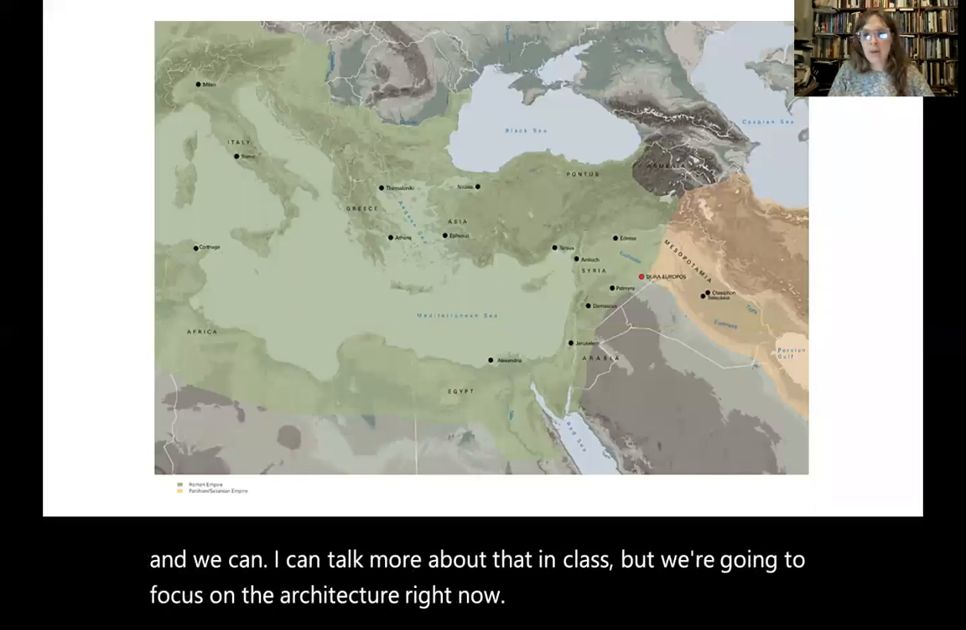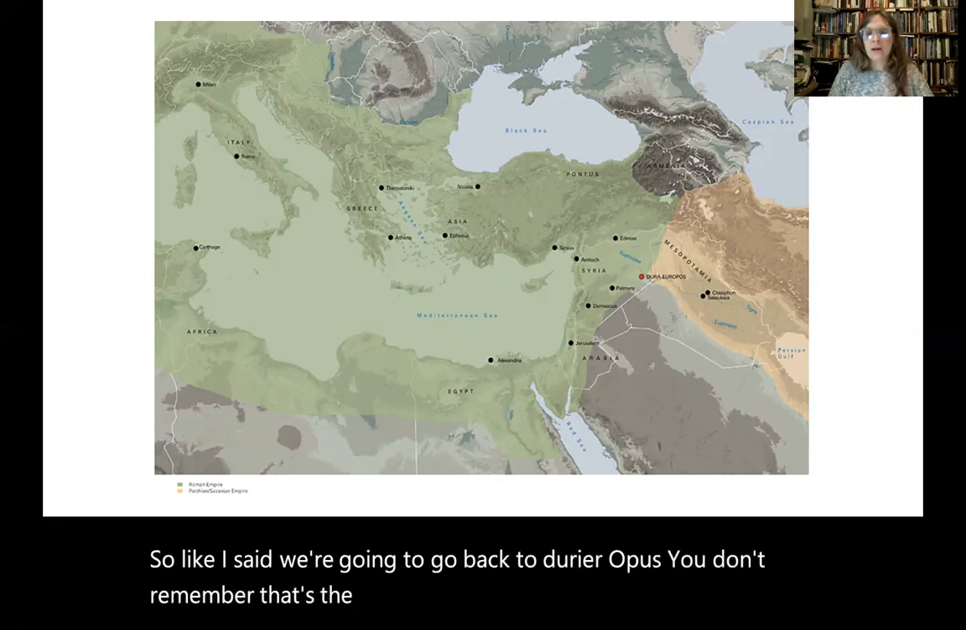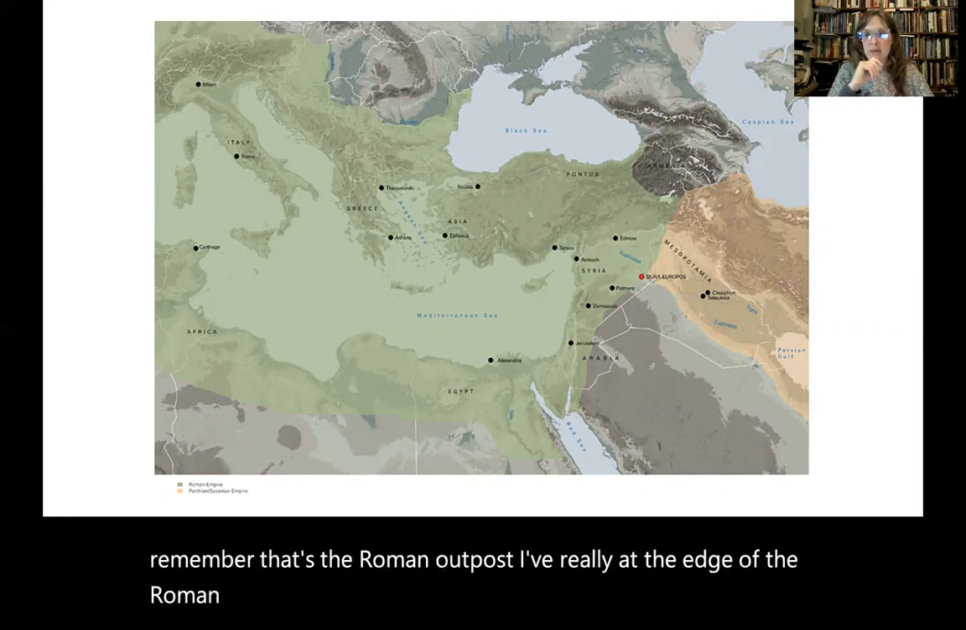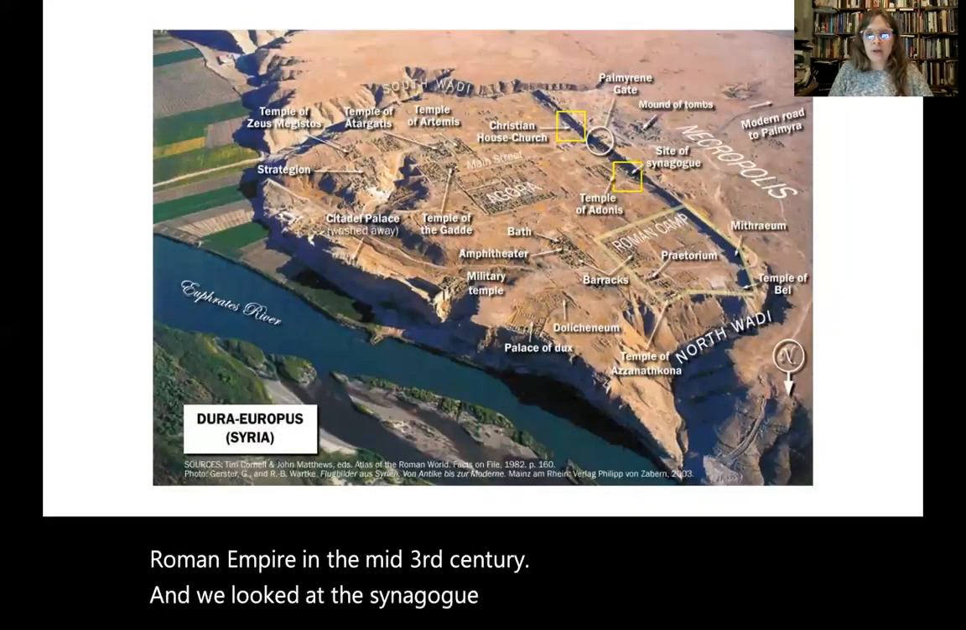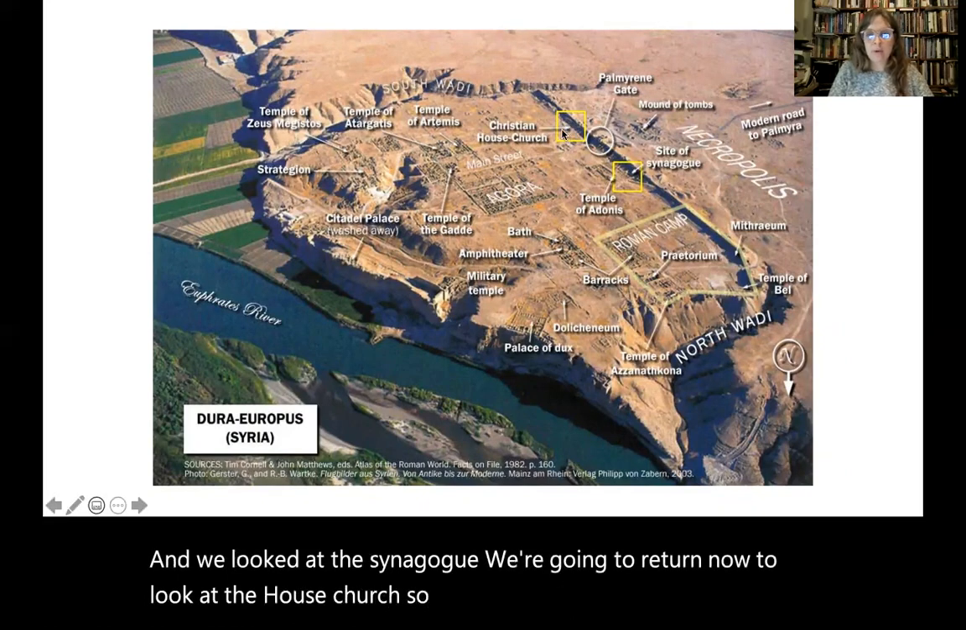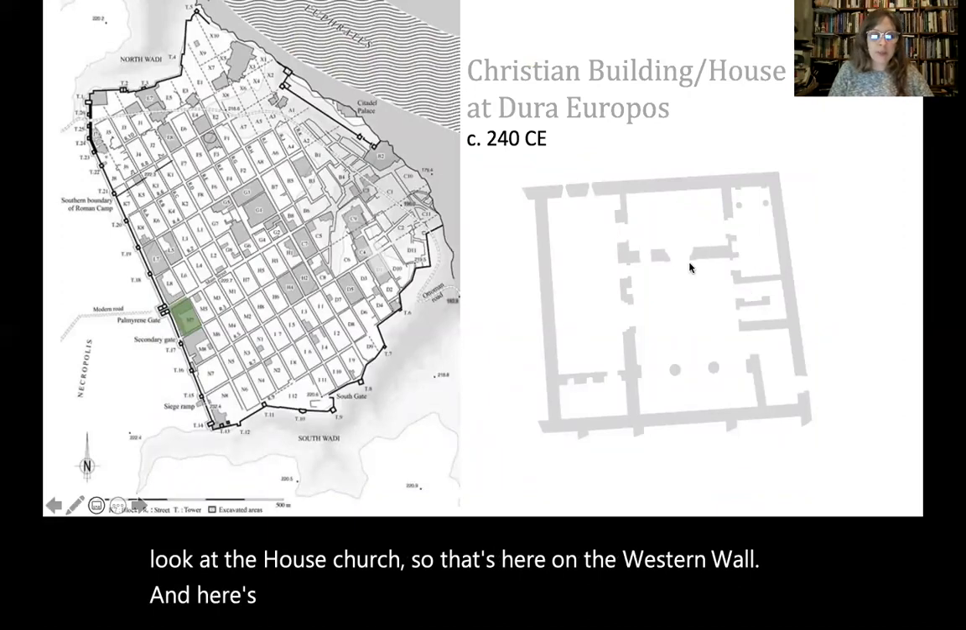So like I said, we're going to go back to Dura Europos. Remember that's the Roman outpost, really at the edge of the Roman Empire in the mid 3rd century. And we looked at the synagogue. We're going to return now to look at the house church. So that's here on the western wall, and here's the footprint of the church.